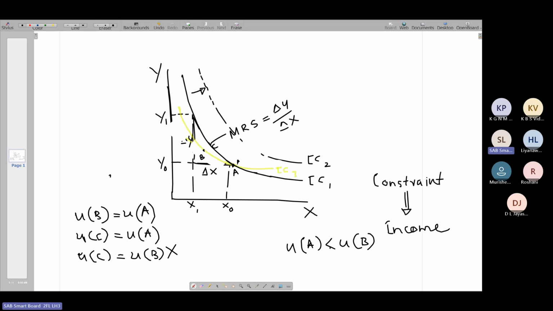So that's another thing. And we identified the slope, which is given by the MRS, delta y over delta x. Along the indifference curve we get an equal level of satisfaction, so the consumer is indifferent. A higher indifference curve gives a higher level of satisfaction, and indifference curves cannot intersect each other.